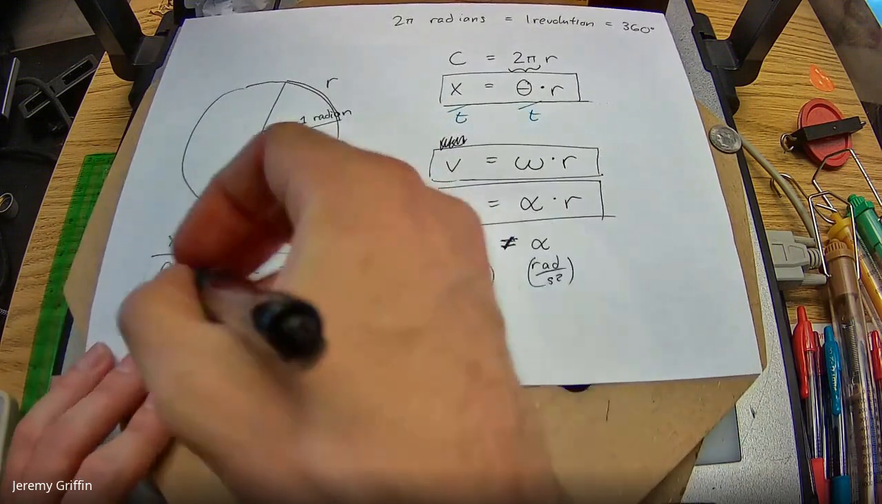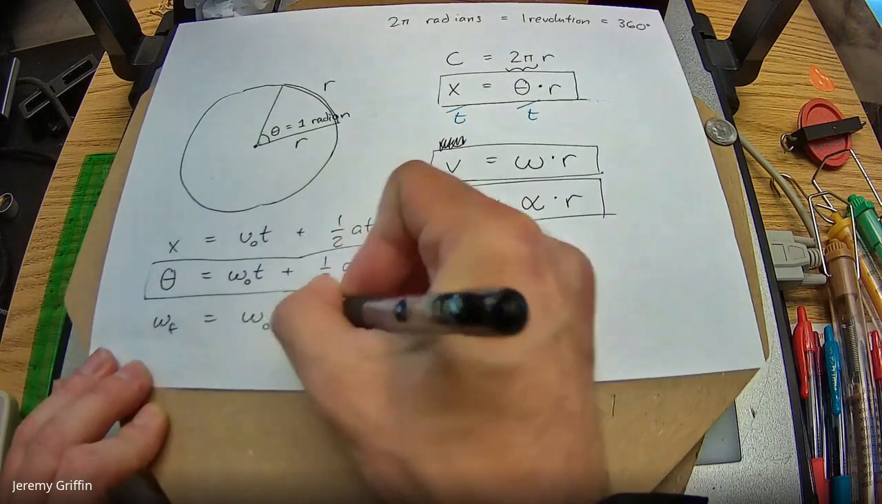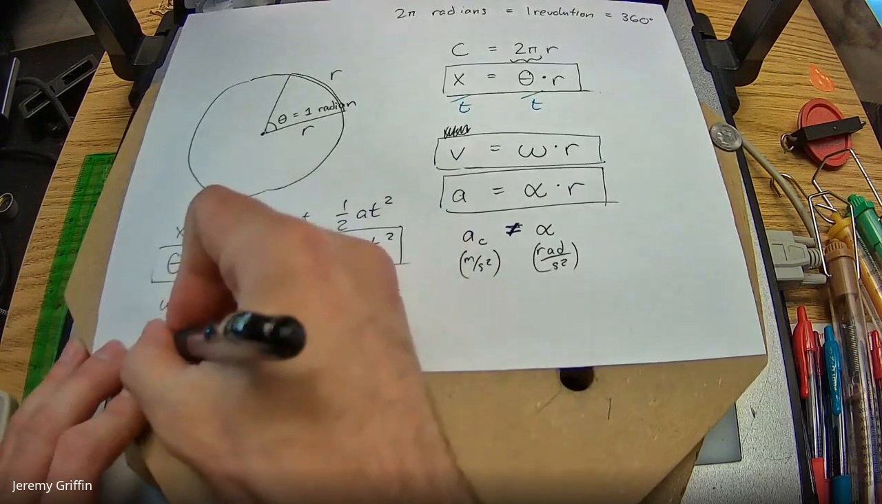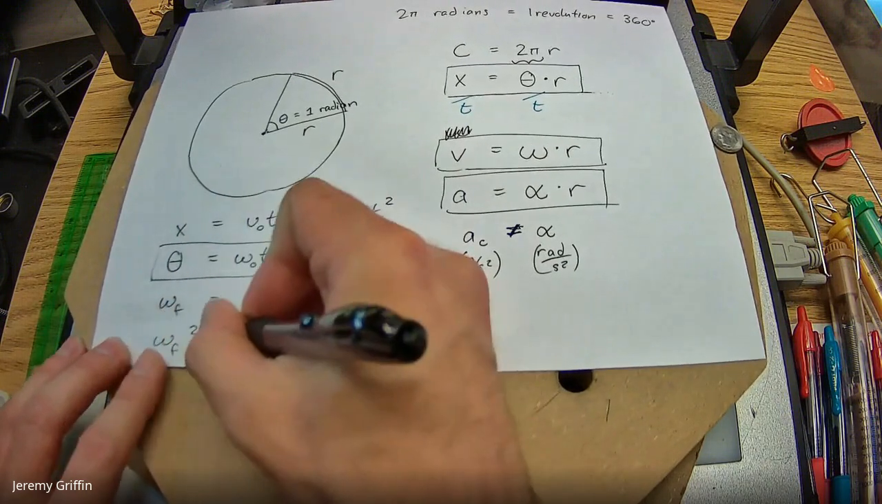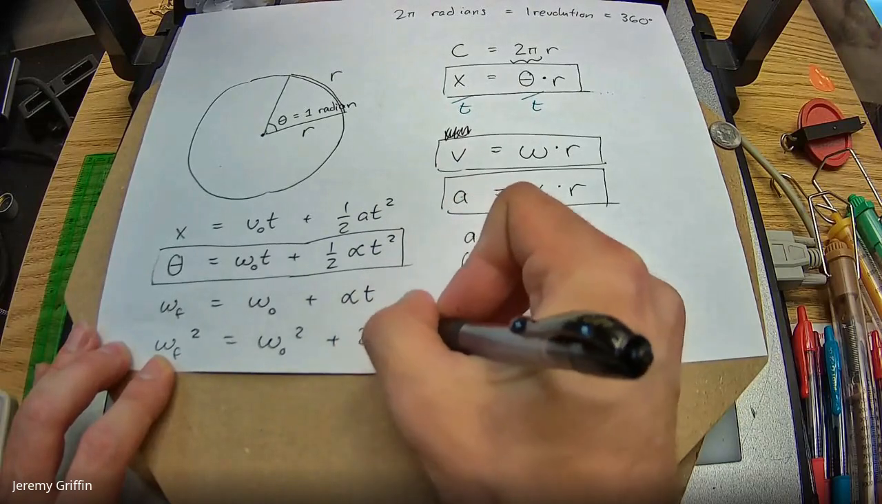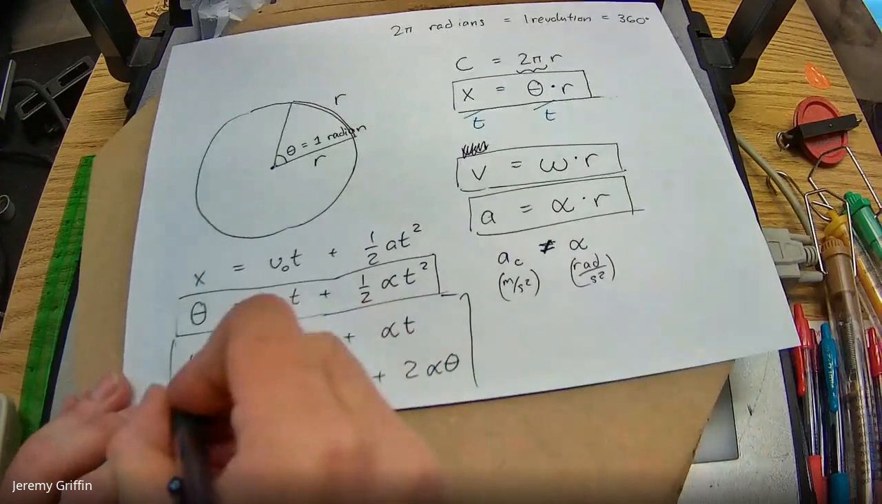I can do that with the other two too. I can say omega final equals omega initial plus alpha t. Well, that looks like v final equals v naught plus a t. Or how about this one? Omega final squared equals omega naught squared plus 2 alpha theta. Okay. You guys see the analogous formulas that those relate to?